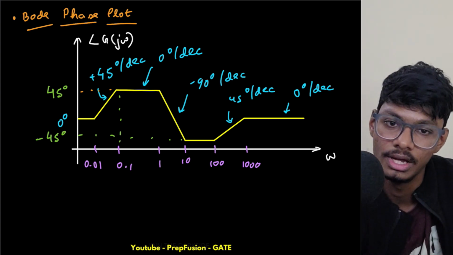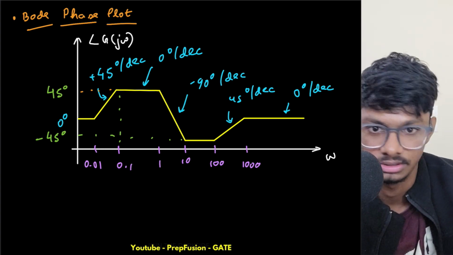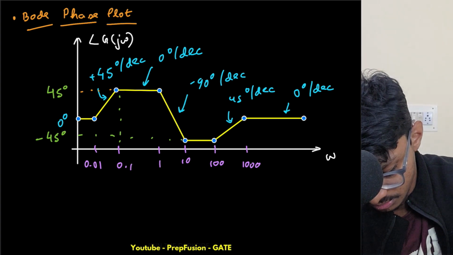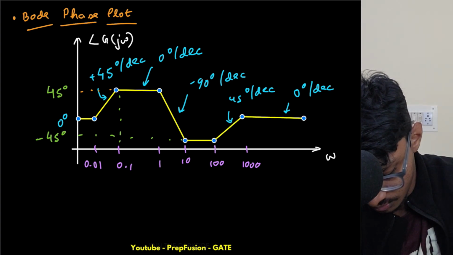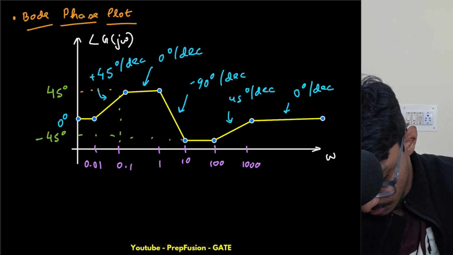Because we know that the number of poles and number of zeros are the same, so at s equals to infinity, the final angle will be 0 only. So it will somewhat go towards 0 degrees. Okay. I can do it like this also.